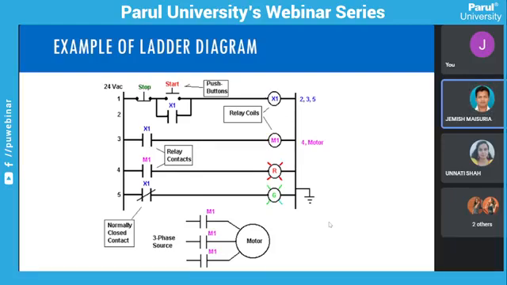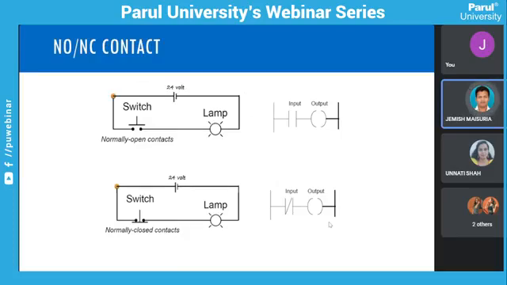First we'll see NO and NC contacts, which we already know. NO means normally open, so it is related to a switch. When the switch is not actuated, that is, when we do not press that switch, what happens?